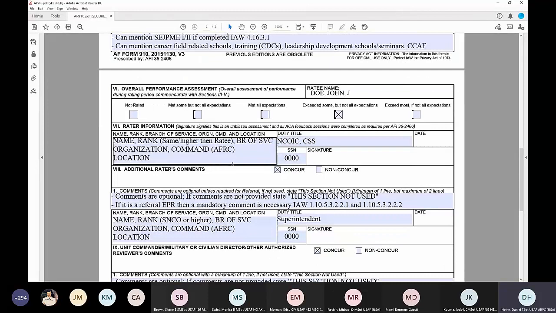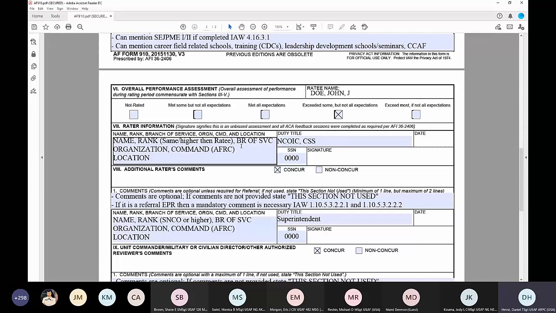The rater information, so this should be the actual supervisor of the member. This will be their name, rank. It should be at least the same or higher than the ratee. For senior airmen who have completed ALS, they can rate other senior airmen. But other than that, it should be the same rank or higher than the ratee.